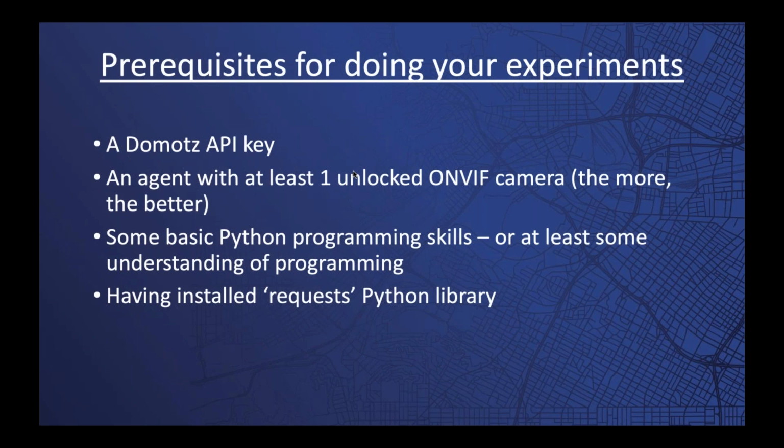So for doing your experiments with what we will see during this presentation, you need a Domotz API key. You know how to get it from Giancarlo's example. And of course, you will need an agent with at least one ONVIF camera that is online and unlocked. I won't go over how to unlock the device. Of course, JB has already shown how to do it in previous webinars.